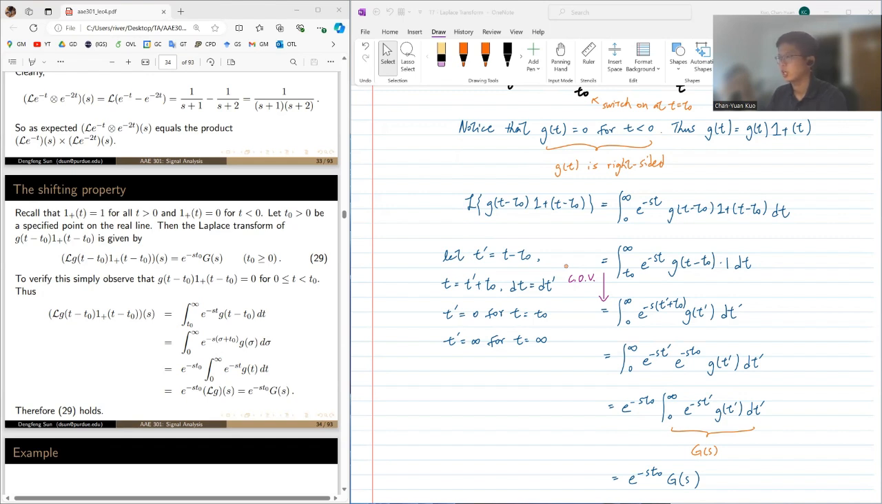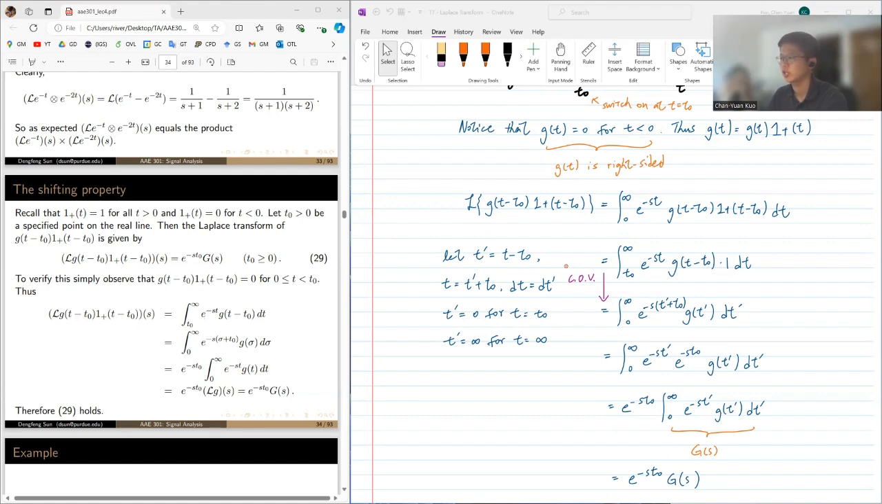First, by the definition of the Laplace transform, this will equal the integral of e to the negative st times g of t minus t0 times a delayed copy of the unit step function. And because there is a delayed unit step function, we can simply ignore any t that is before t0 in this integration. And what we'll be left with is this integral of e to the negative st times g of t minus t0 times 1 from t0 to infinity with respect to t.